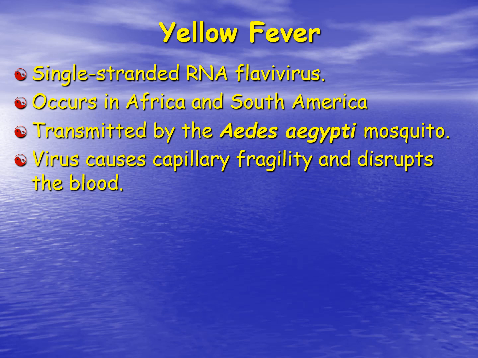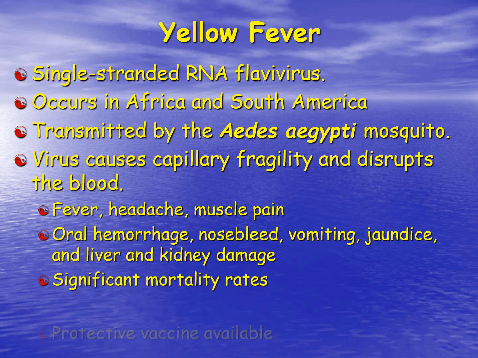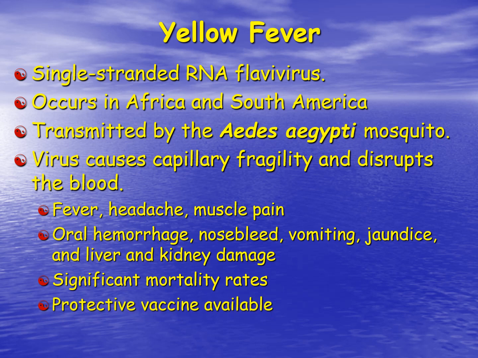The virus actually causes capillary fragility, and this disrupts the capillary wall and causes hemorrhage. So again, with this damage, we'll see fever, headache, muscle pain, oftentimes oral hemorrhage, nosebleeds, vomiting, oftentimes with bleeding, jaundice, and liver and kidney damage. And yellow fever actually has a fairly high mortality rate. There is actually a vaccine available for yellow fever and is recommended for those individuals who live in or will travel to these endemic areas.